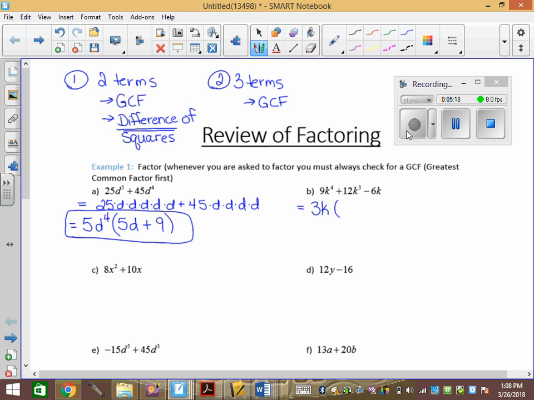Okay. 9 divided by 3 is 3. K to the 4 divided by k is k to the 3, because when we divide, we actually subtract. Common base. 12 divided by 3 is 4. K to the 3 divided by k, minus... negative 6 divided by 3 is, so we have a negative 2. And then k divided by k, 1, but we don't have to write it. And we're done.